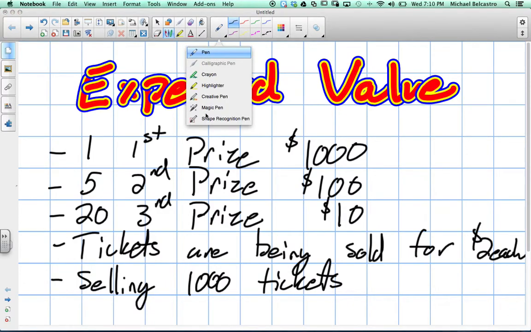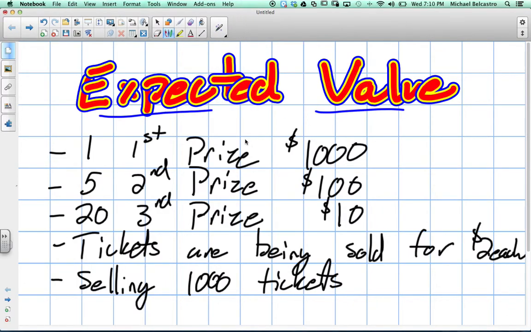Okay, so we're going to look at expected value. Let's say you've gone to a fair or some bingo, some raffle, and they're selling tickets, and there's a grand prize. So there's only one grand prize where you can win $1,000. There's 5 second place prizes where you can win $100, and there's 20 third place prizes where you win $10. Okay, the tickets are all being sold for $2 each, and they have a total of 1,000 tickets.